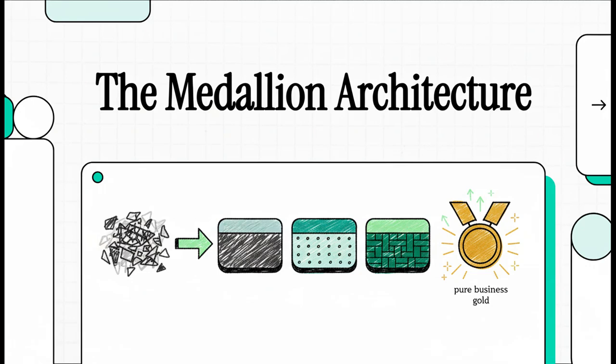Hey everyone, welcome. Today we're diving into a really powerful framework that's completely changing the game for how modern companies handle their data. It's called the Medallion Architecture, and it's all about how you take that messy, raw information and turn it into, well, business gold. Let's see how it's done.